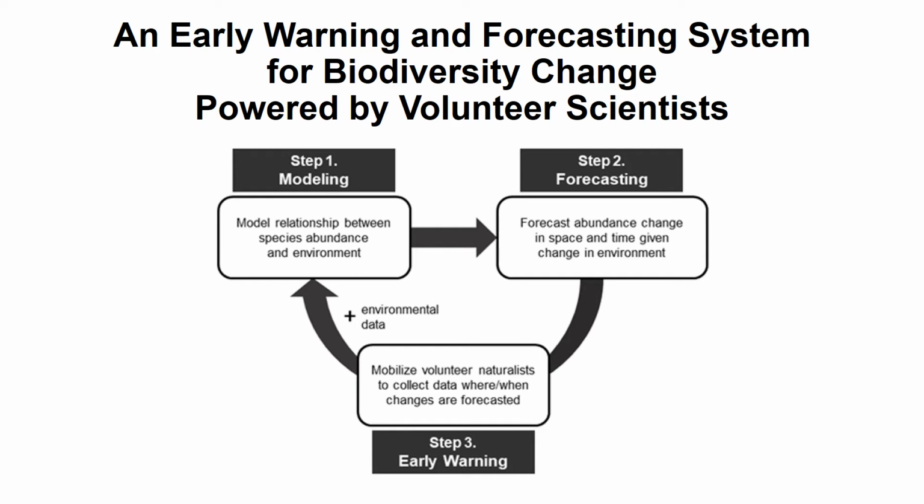We will do this by building models and forecasts of abundance and distribution changes from community-contributed data, and in turn guiding volunteer monitoring activity based on the insights and information gaps highlighted by the models.